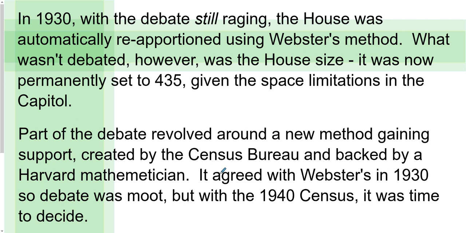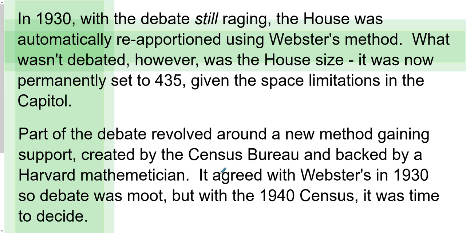They had presented it to Congress, and they were arguing about this around 1930. This method agreed with Webster's method in 1930, so the data was exactly the same when they did the calculation. But by 1940, the two methods differed, and they produced different results at 435. So it's just lucky that it worked in 1930. They just stuck with Webster's method. By 1940, now it's time to choose.